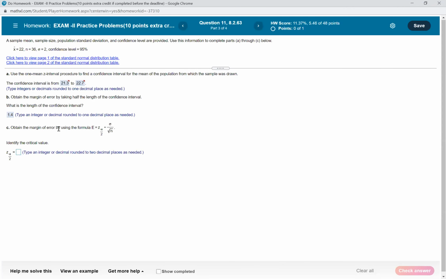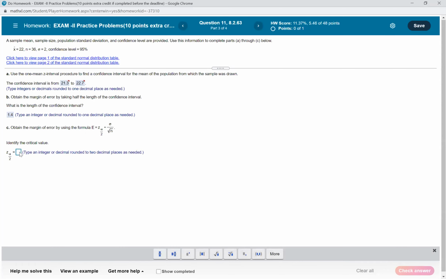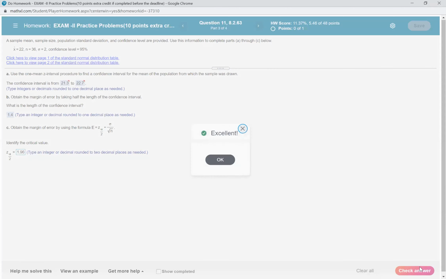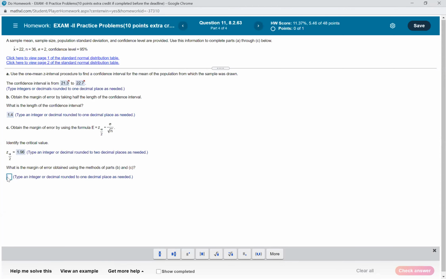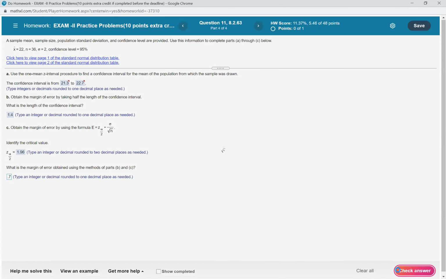So obtain the margin of error by using this formula. Identify the critical value. You have to identify the critical value from the table, which is 1.96 here because alpha is 0.05. So what is the margin of error obtained using the methods of parts B and C? The margin of error is z alpha over 2 times sigma over square root of n, which is 0.7.